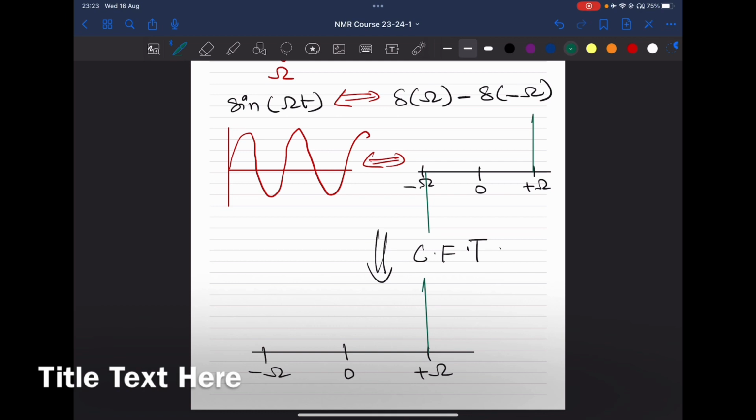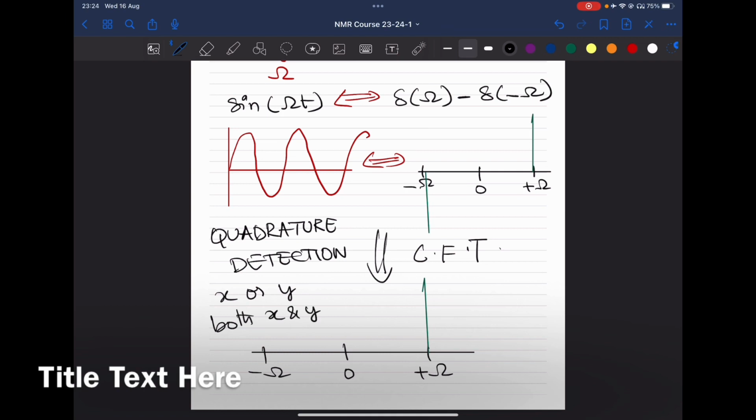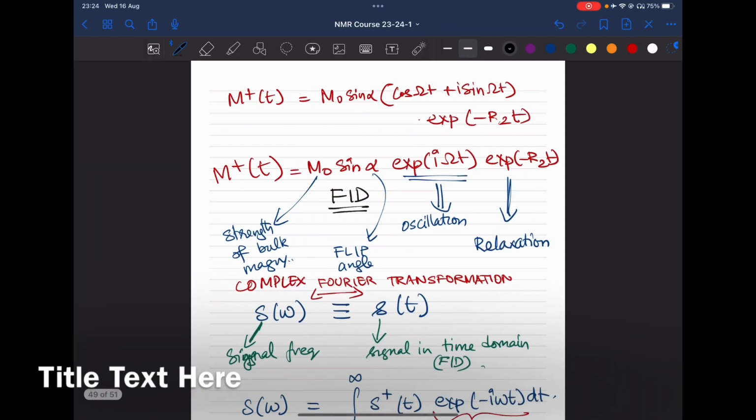plus omega. So this is what is called quadrature detection. What is quadrature detection? You just cannot measure the x component or the y component. You need both x and y component, which is why instead of measuring mx or my, we end up measuring m plus. You can also, on the other hand, measure m minus, where m minus is nothing but mx minus i my. So having said this, this is why we kind of realize that we need the m plus signal, which has the e power i capital omega t, which will help you distinguish the resonance aspect.